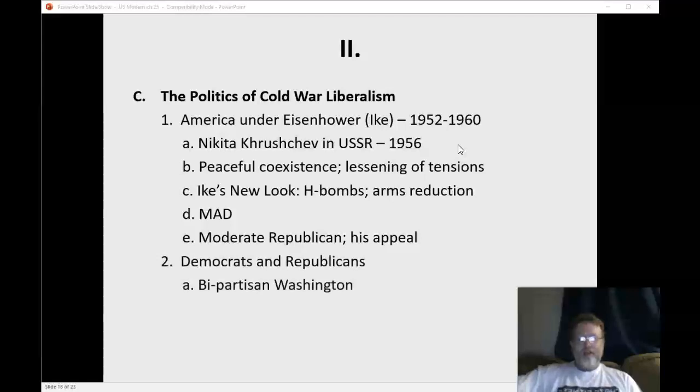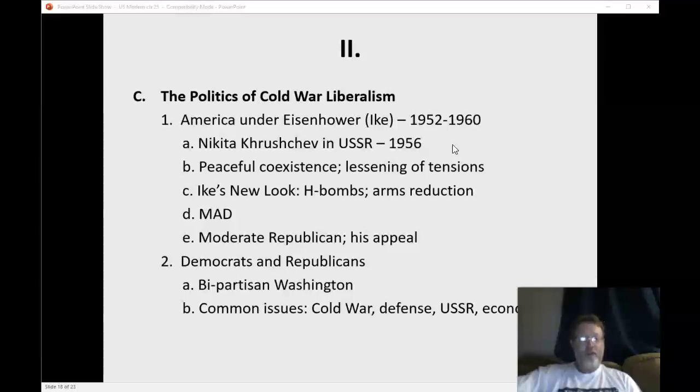We also find something very interesting in this time period. We do see a very bipartisan Washington. We really do see where most Democrats and Republicans agree on the big stuff. Big stuff: Cold War. Everyone should support the Cold War, no matter which side of the aisle you're on. Everyone should support national defense. The degree to which you support it is debatable, how much money you want, but everyone agrees we must defend ourselves against the communists.